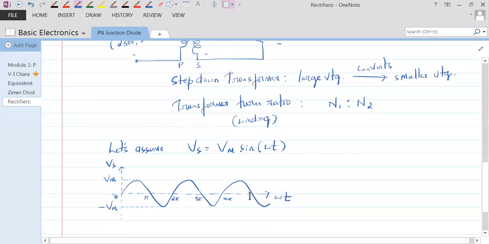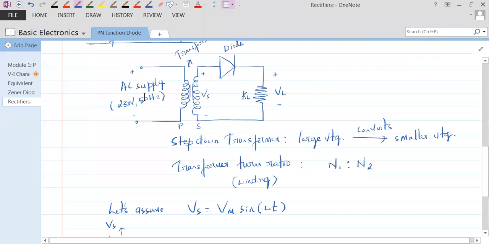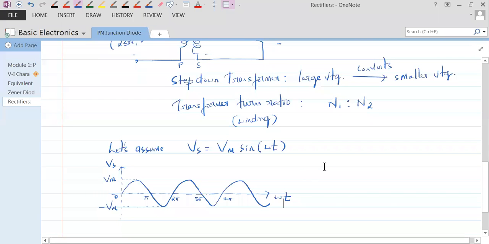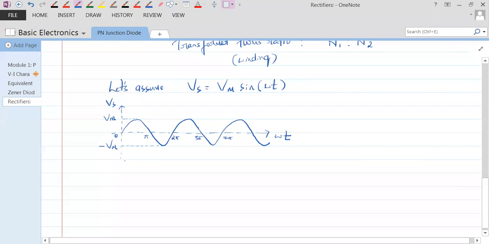So this is how the input signal looks like. Now this input signal is applied to this particular diode. Everybody understand that? Very carefully, just listen to me. Now, when there is this positive cycle, let's just write this.